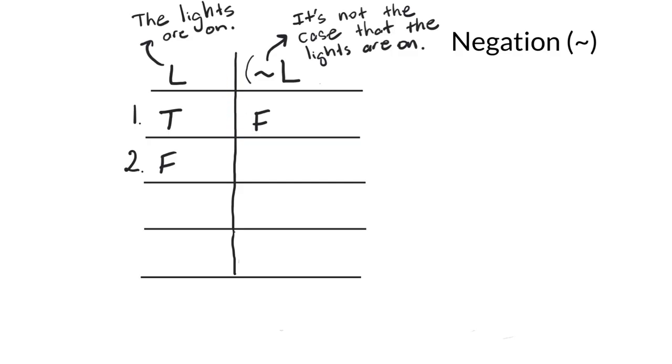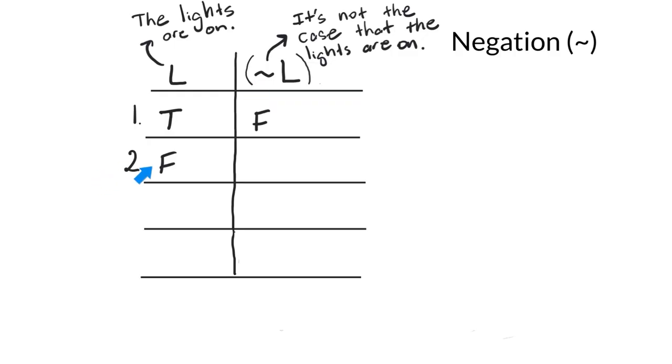I'm going to put brackets around this just to be clear. Because what we're looking at is tilde L, not L. We're looking at tilde L, or it is not the case of L. So we put the truth value of that sentence right underneath the tilde. That is the main operator for this sentence.